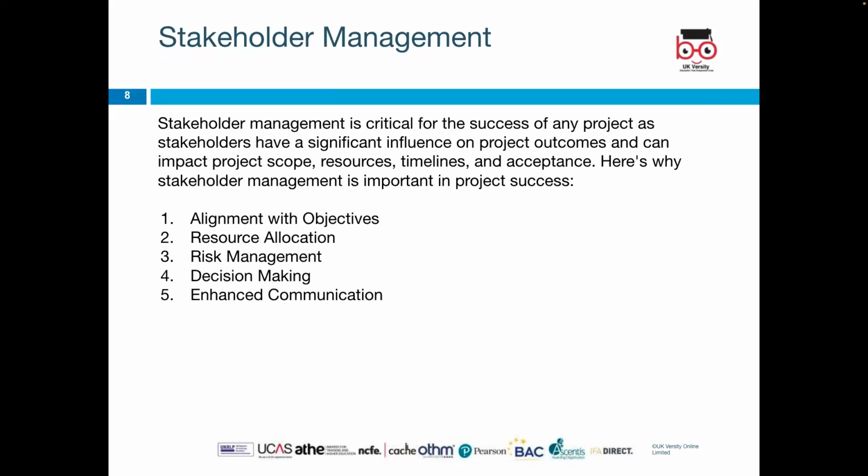So the first one is stakeholder engagement. What is stakeholder engagement? This is critical for the success of any project, as stakeholders have a significant influence on project outcomes and can impact project scope, resources, timelines, and acceptance. Here's why stakeholder management is important in project success: alignment with objectives, resource allocation, risk management, decision-making, and enhanced communication.